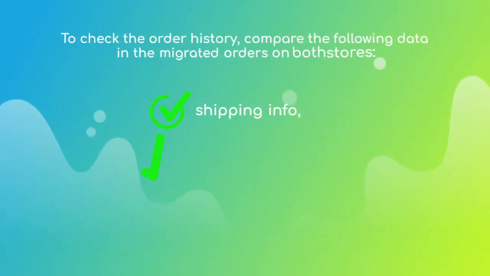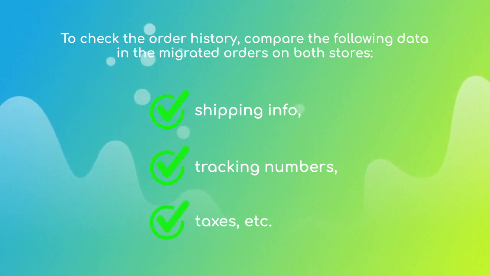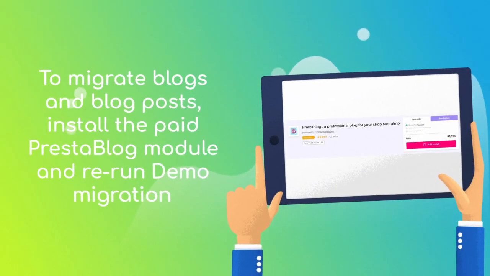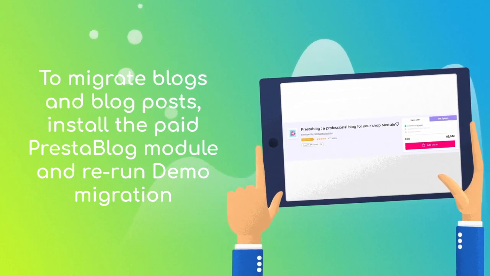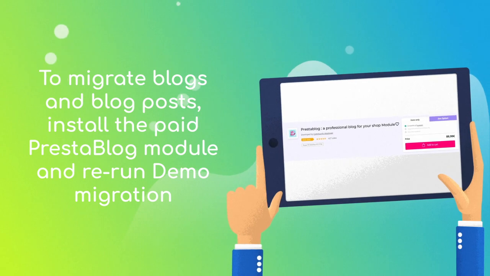To check the order history migration, pay attention to the transferred order's shipping info, tracking numbers, taxes, etc., and compare them to the source store orders. If you need to migrate your blogs and blog posts to PrestaShop, please install the paid PrestaBlog Professional Blog module and start your demo migration all over again.